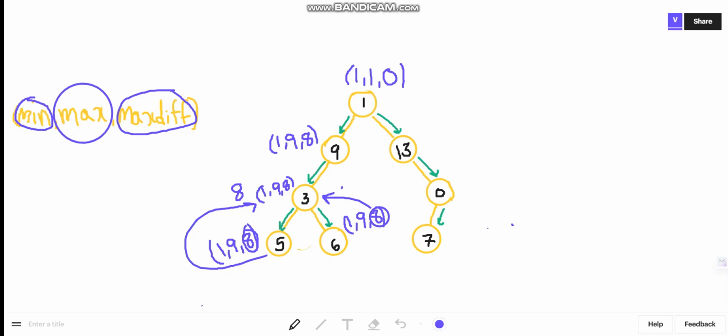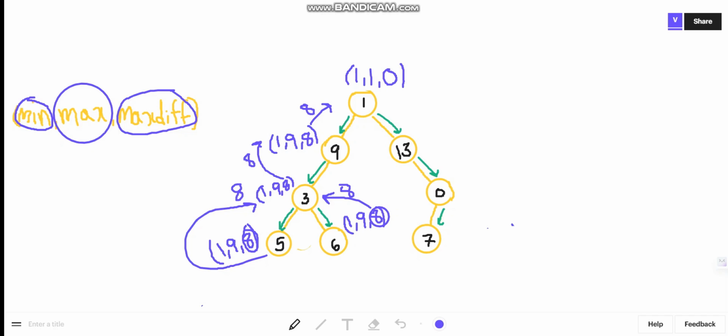Now for 3 we have two considerations. One answer is 8, and the left subtree returns 8, the right subtree also returns 8, right? So the maximum of both is also 8. So 3 returns 8 to its parent 9, and it returns 8. So we have evaluated the left subtree and we got 8, right?